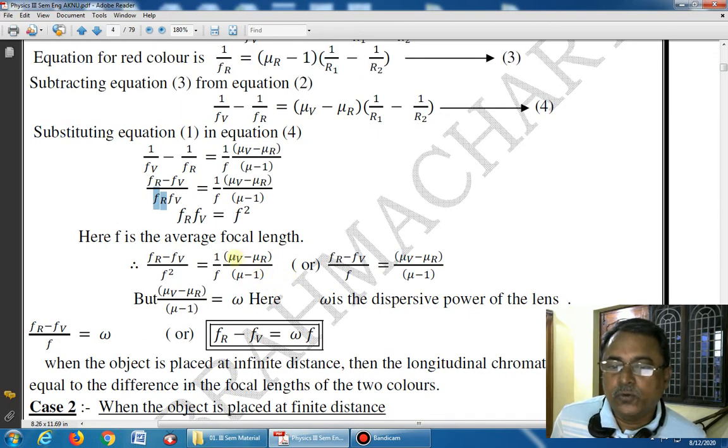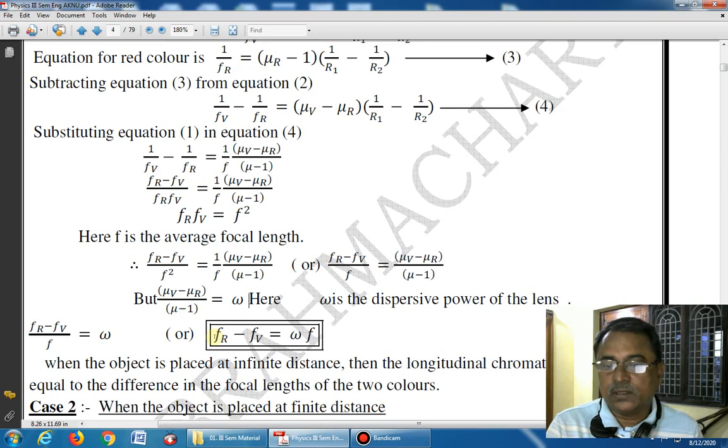Here (μv − μr)/(μ − 1) is taken as omega. What is this omega? This omega is the dispersive power of the lens. When this omega value is substituted, the equation finally comes out as Fr − Fv = ωF.